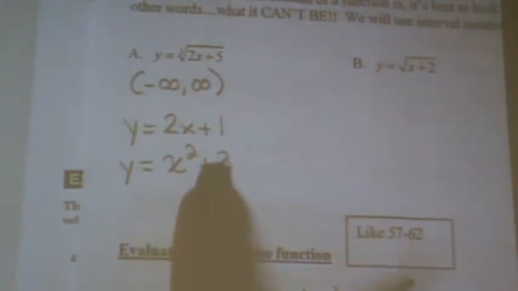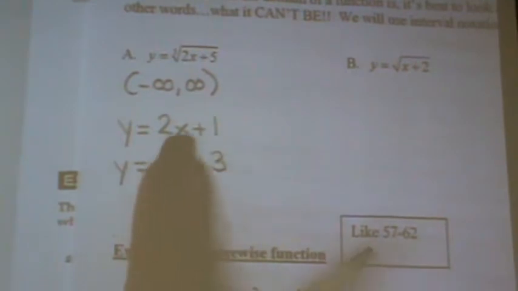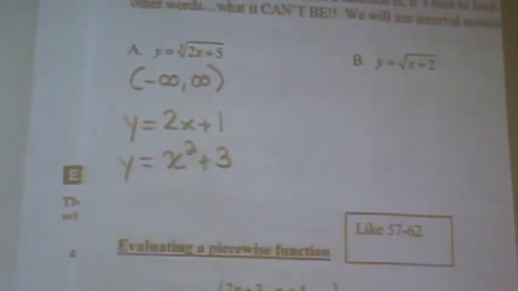Can anyone think of another function where the domain is all real numbers? Can you give me some other examples? I'll give you one: y equals 2x plus 1. How about x squared plus 3? Why is it all real numbers? This is a parabola, this is a line. You can put any number in for x. There's no stopping you. Now, where are the ones you're gonna have trouble with?